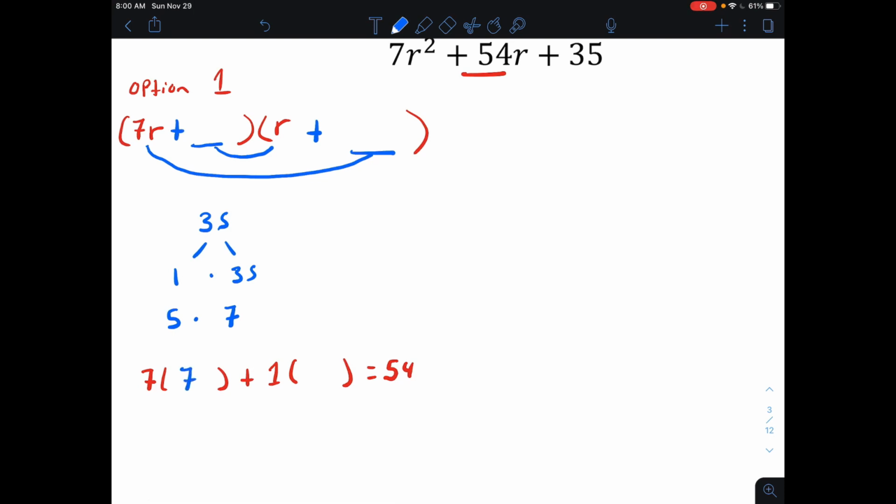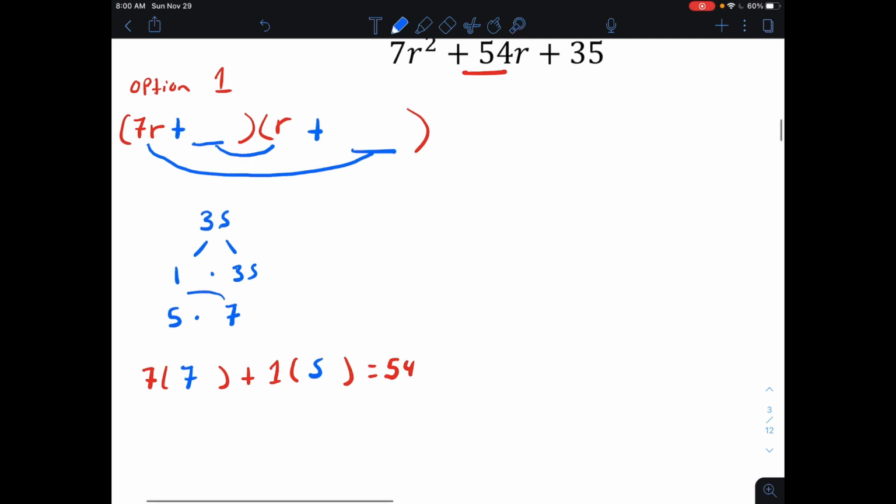Let's try the different orders. Try 7 times 7 and 1 times 5. Well, 7 times 7 is 49. 1 times 5 is 5. 49 plus 5 is 54. So we figured out our pair. So we need to use 7 and 5.